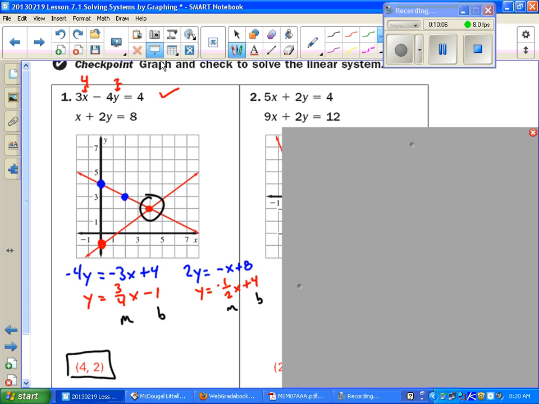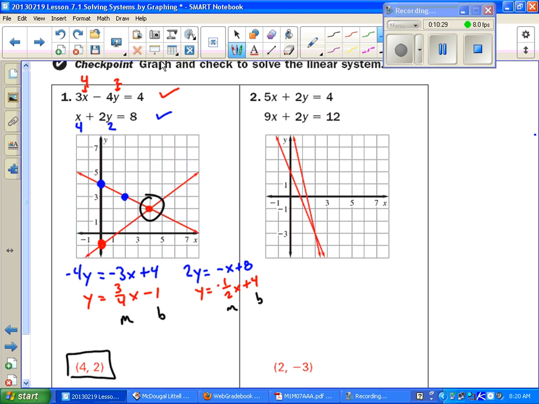The other one, plug in 4 and 2 again. This is 4, and this is 2. 4 plus 2 times 2 is 8. 8 does equal 8. That one checks out as well. That's what it means by graph and check, because you have to plug them in to check to see that they both work. So if you come up with something and it doesn't work, then you messed up something along with your math, your arithmetic.